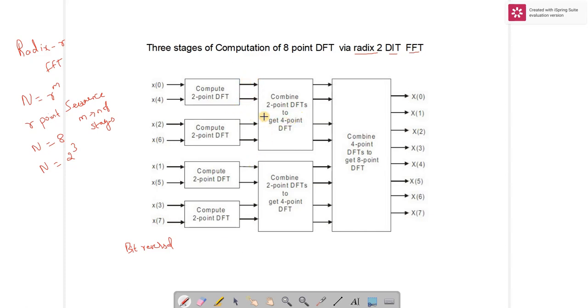The first 4 values are given to the next 4-point DFT, and the remaining 4 values are given to the next 4-point DFT stage. The results are computed, and finally we are getting 8 values, and the entire 8 values are given to the 8-point DFT stage. So finally we are getting the answer. So this is the procedure of radix-2 DIT FFT.